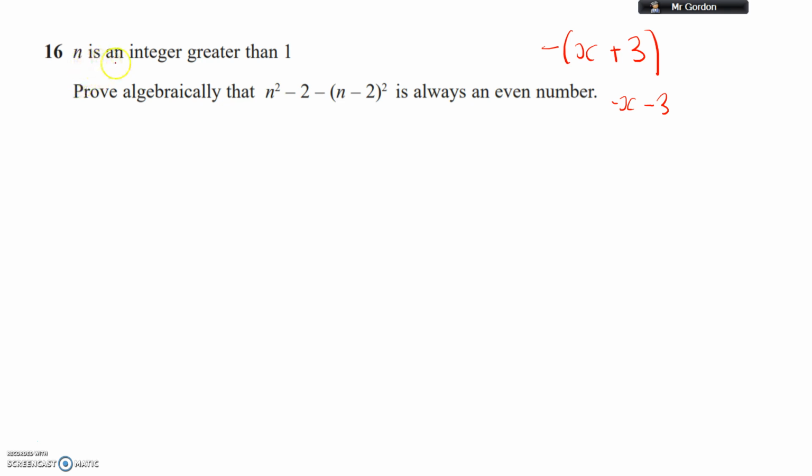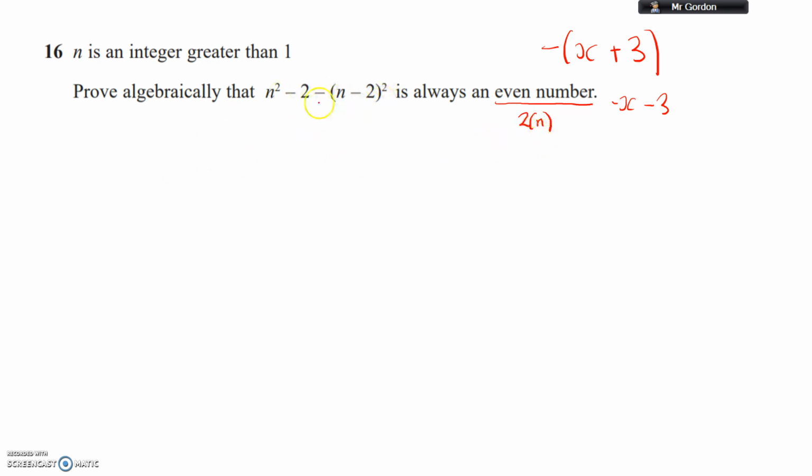So, n is an integer greater than 1. Prove algebraically that n squared minus 2 minus a whole bracket squared, n minus 2, is always an even number. So even numbers are generally, an even number is kind of like you can factor out a 2. So 2 times table. 2 times anything is going to be even. So it might end up going this way with factoring out 2 at the end. So we'll have a look.